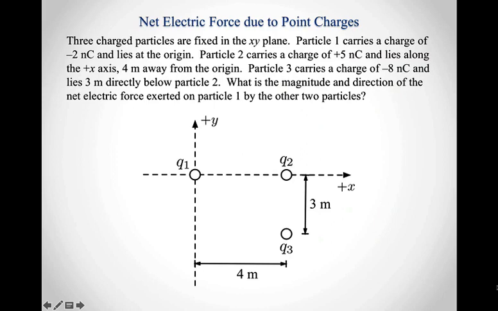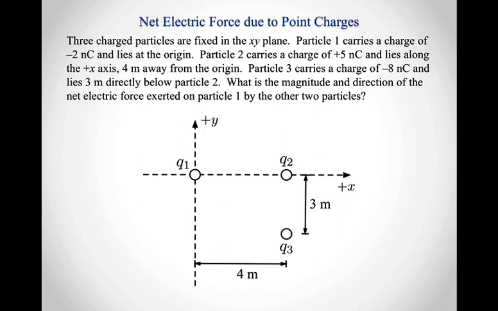All right, so we've talked about Coulomb's law. We've pointed out that, like any force, the electric force is a vector. So if you want to think about the electric force on a single charge in the presence of multiple other charges, we need to work a vector addition problem. As an example, here we have a situation where we have three charges fixed in the xy plane.